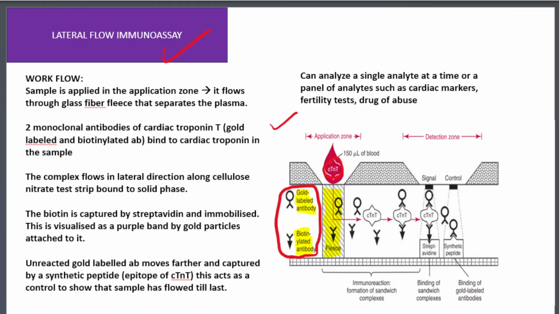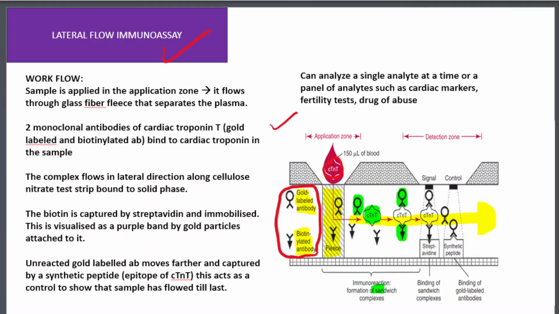Now what happens? This is a lateral flow immunoassay, is it not? So now the complex of the sample and your monoclonal antibodies is going to flow in the lateral direction along the solid phase strip. As it flows, what happens? To the cardiac troponin T, you have the gold-labeled antibody and also the biotinylated antibody. So this cardiac troponin T gets sandwiched between these two antibodies.